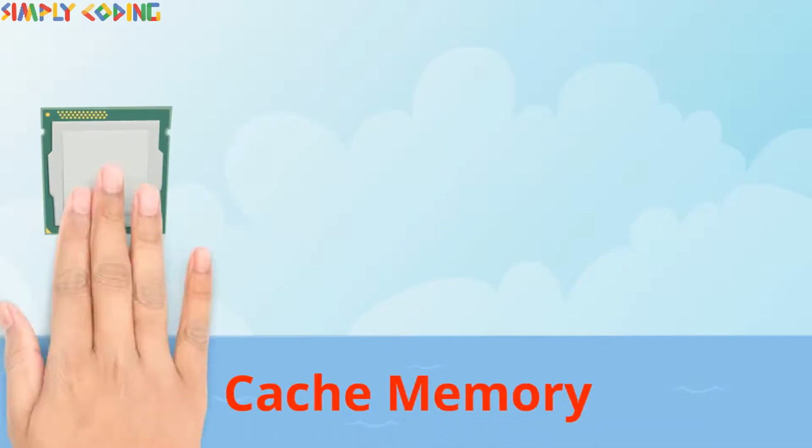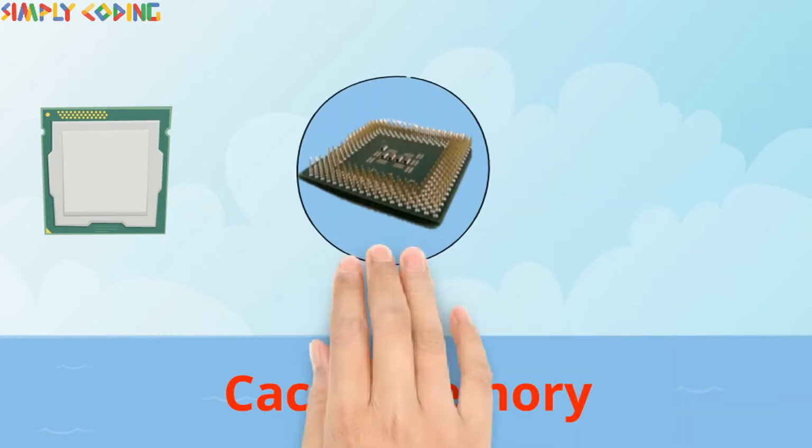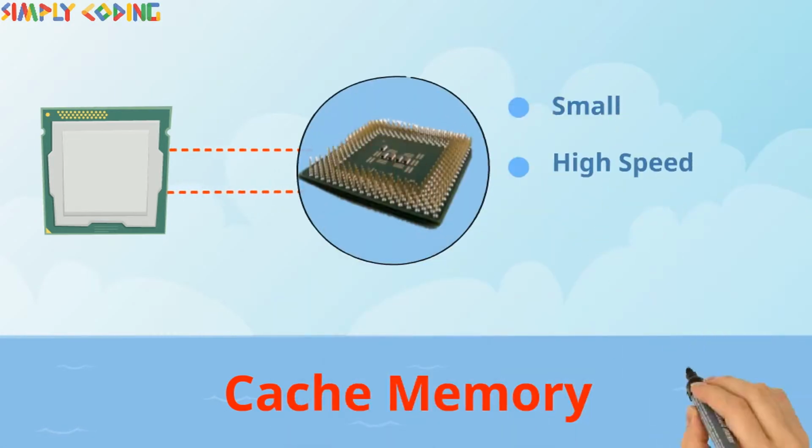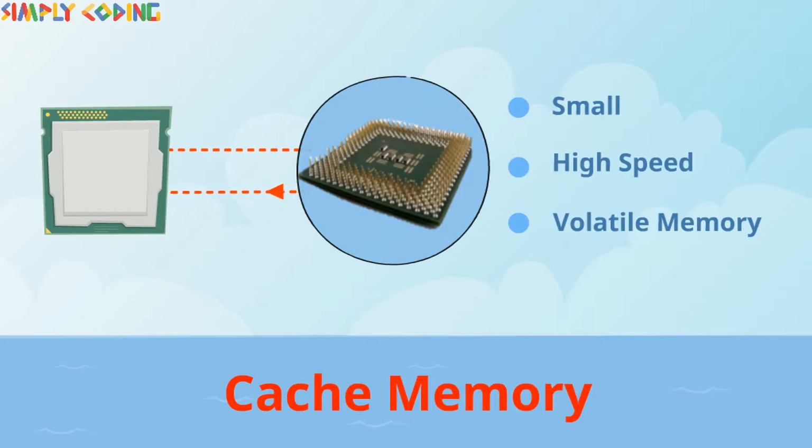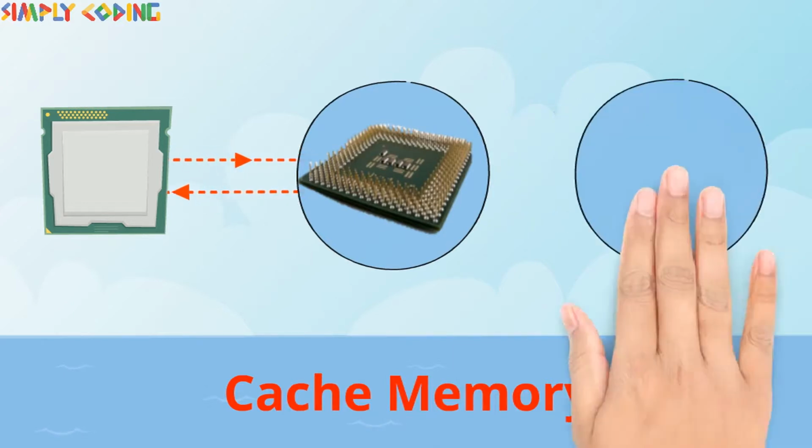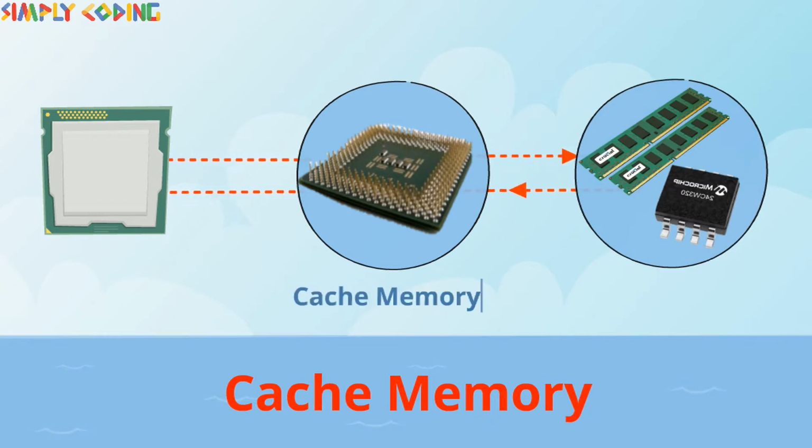Some computers also have something called cache memory, which is small, high-speed, volatile memory available to the processor for fast processing. The processor uses cache memory when a set of data or instructions are to be accessed again and again.